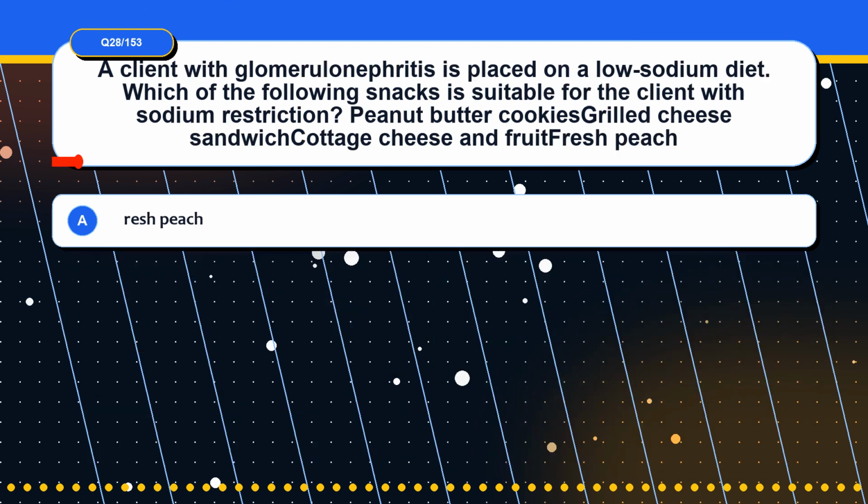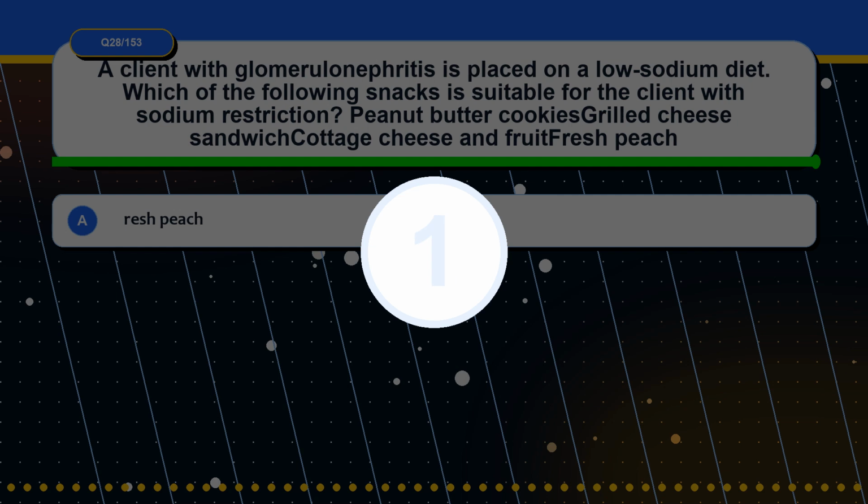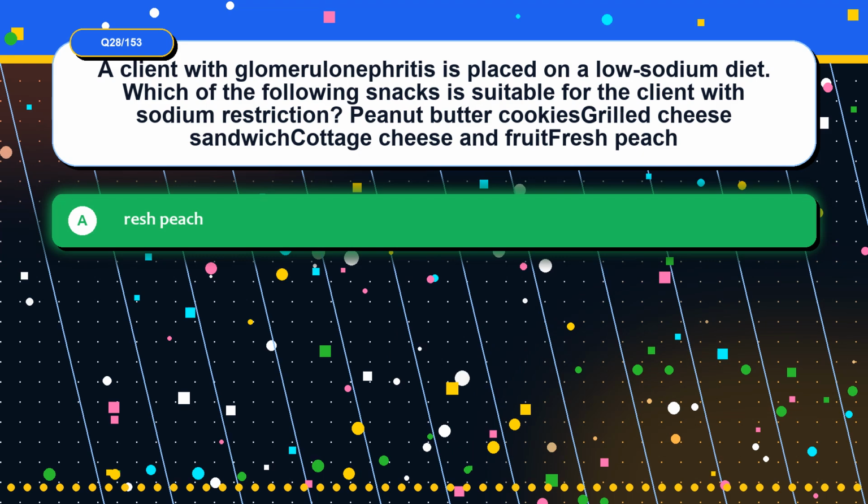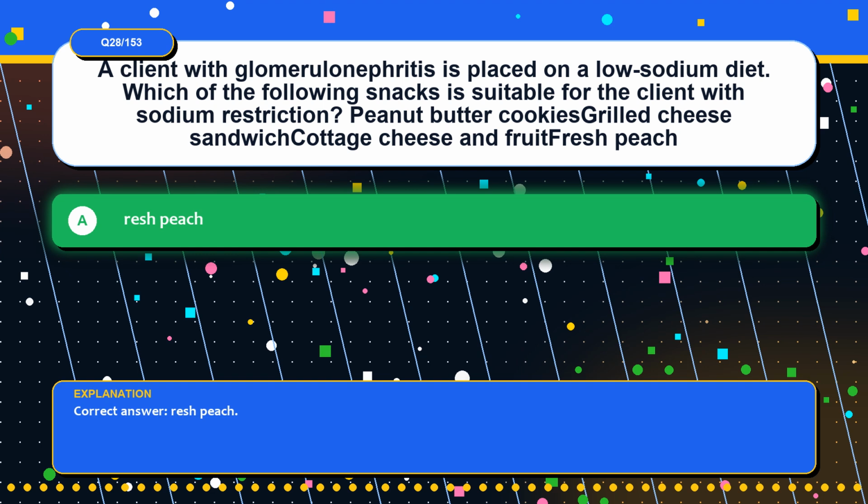Question 28. A client with glomerulonephritis is placed on a low-sodium diet. Which of the following snacks is suitable for the client with sodium restriction? Peanut butter cookies, grilled cheese sandwich, cottage cheese, and fruit. Here are the options. Option A. Fresh peach. The correct answer is option A. Fresh peach. Correct answer. Fresh peach.